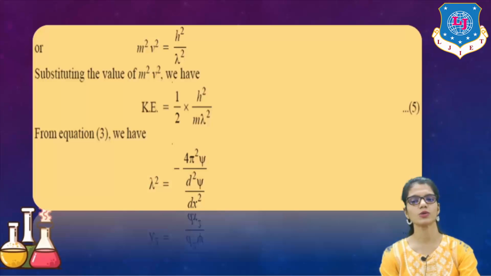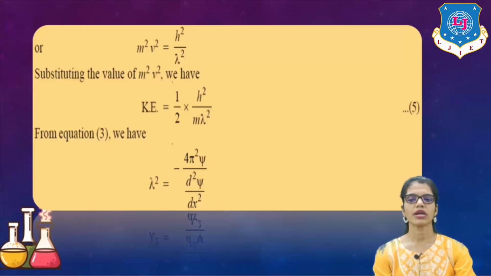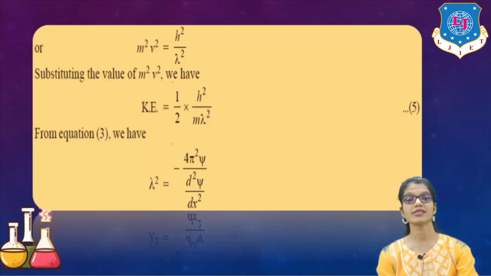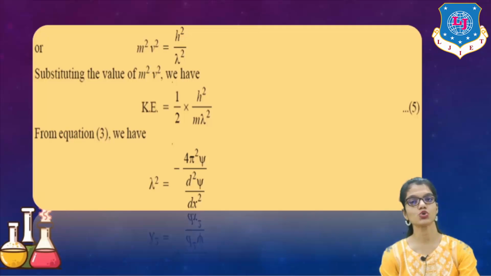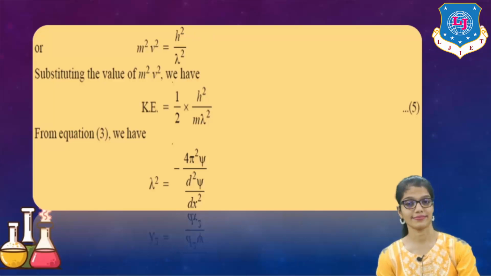So we are obtaining the values here, as you can see. Now we can write the last equation like this: m square v square is equal to h square by lambda square, right? Now, substituting the value of m square v square, which we have obtained through the kinetic energy equation, that is our equation number 4. So let's put it here: KE is equal to 1/2 into h square divided by m into lambda square. This is equation number 5.